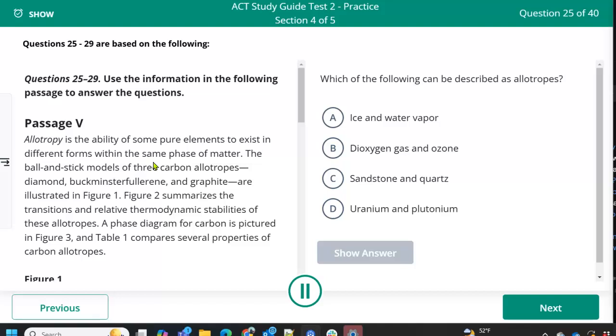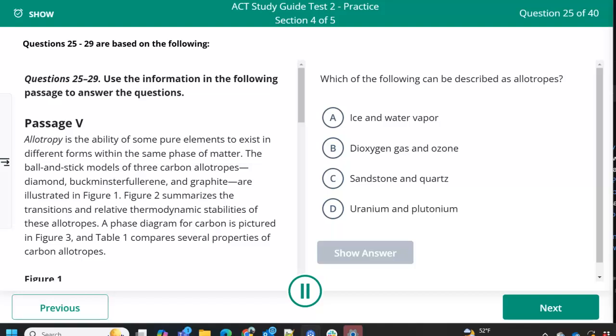All right, so I think I understand what that is. And in fact, the first question deals with that. Which of the following can be described as allotropes? The first one, you have a solid and a gas, so I'm ruling that out. B, dioxygen gas and ozone. Well, ozone is oxygen. I think ozone is O3, right? They're both gases. They're both oxygens. That sounds like the right answer.